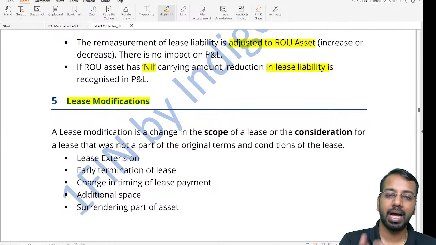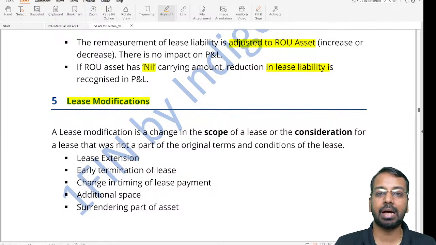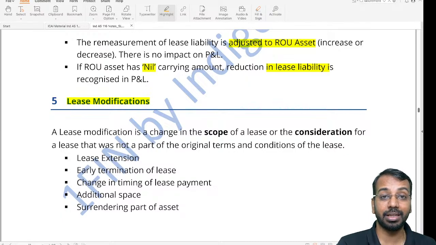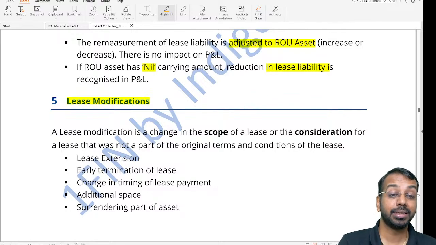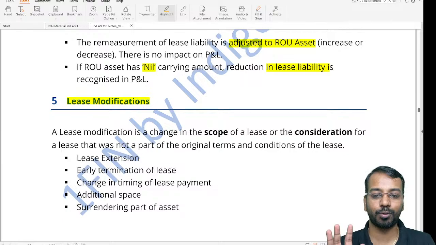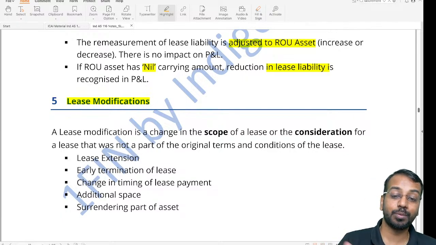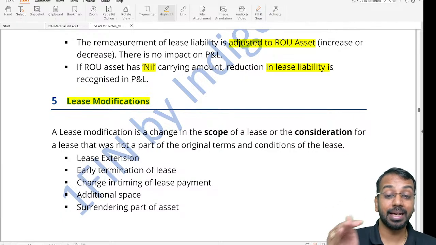Changing the scope means earlier I had 1000 SFT, now I have taken 1500 SFT. Changing the scope, the subject matter of the lease, the quantity of asset, that itself is changing. That is one way where there is a lease modification. Now, don't be under this notion that lease modification always means increase. No, it doesn't mean. It can be reduction also.